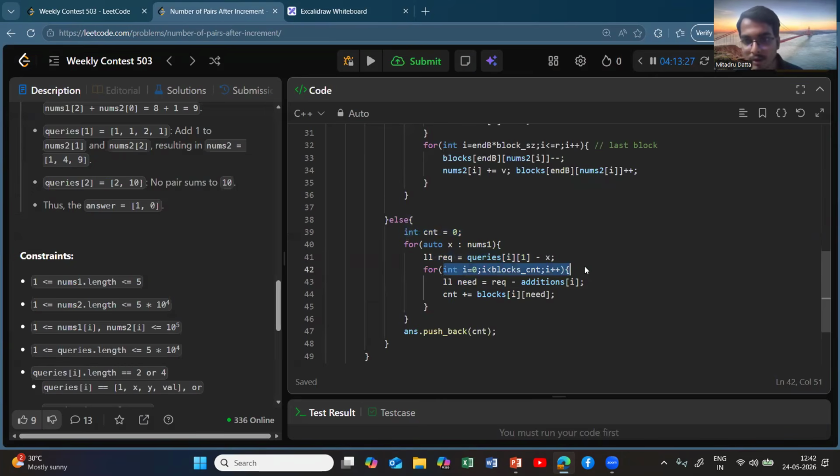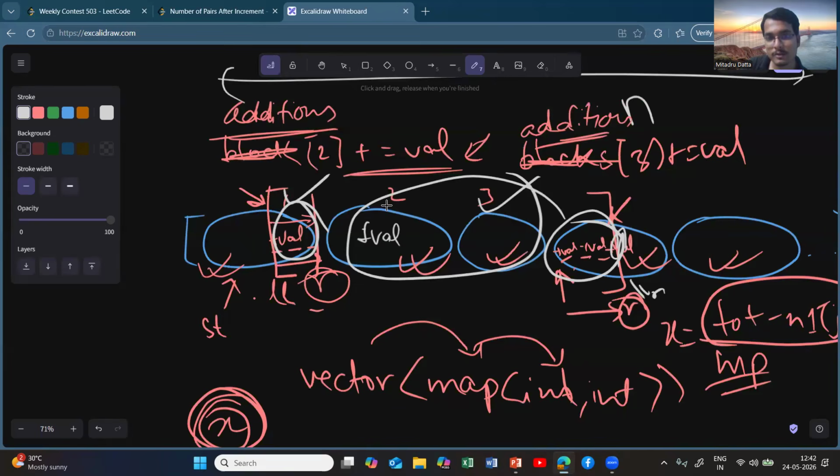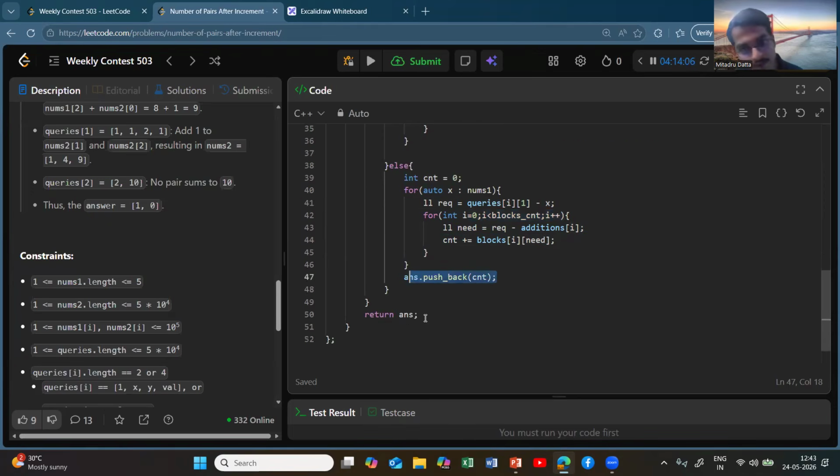You need to iterate through the blocks. Now the additions also you need to subtract. This is not your actual requirement, because for the middle elements you did not do the actual additions to the array. You just stored them in some additions array, so you need to subtract those also. So you store whatever is the count of that needed element present in block i, and you add through all the blocks. You have the total count, which you can finally push to your answer, and you can return answer.